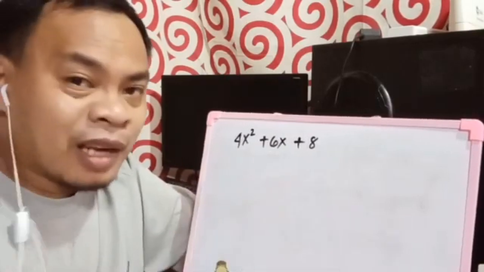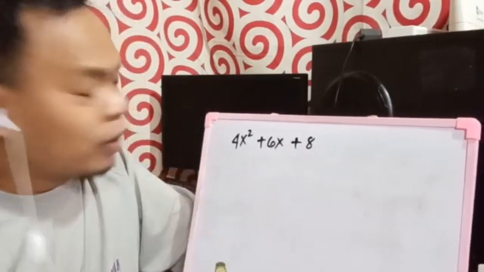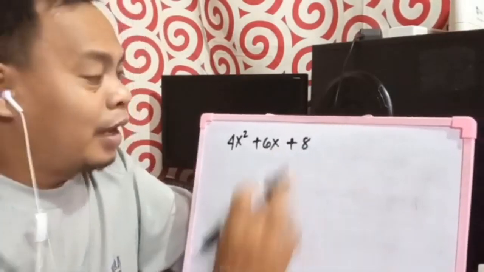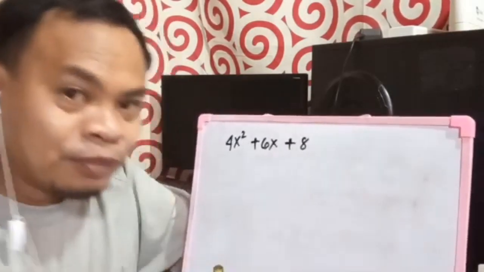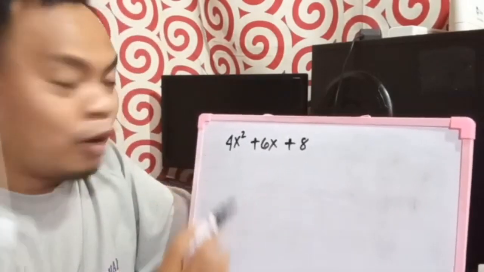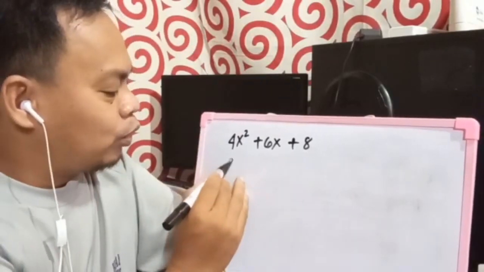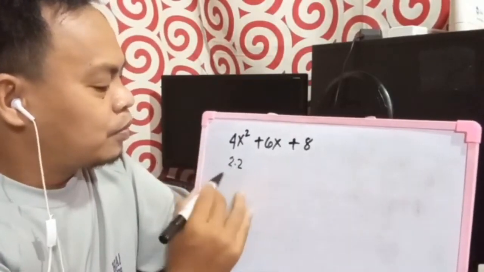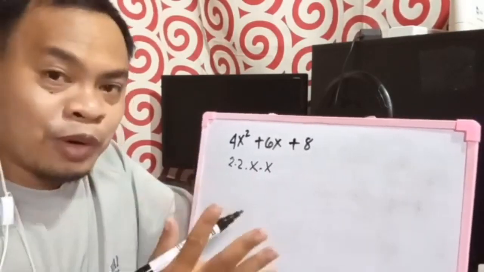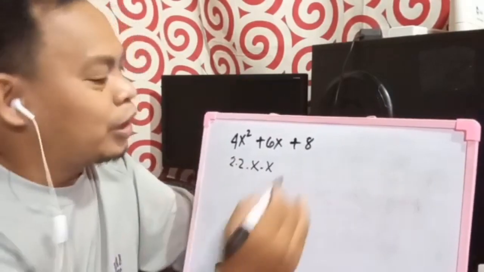So this is a trinomial kasi tatlong terms. So we have our first term, 4x squared, and our second term is 6x, and our last term or the third term is 8. So first step, we will factor each term completely. Okay, so what is the factor of our first term? 4x squared. So 4x squared is, we can express this one into this one. 2 times 2 times x times x. So 2 times 2 is 4 times x, that is 4x, times another x, so that is 4x squared.